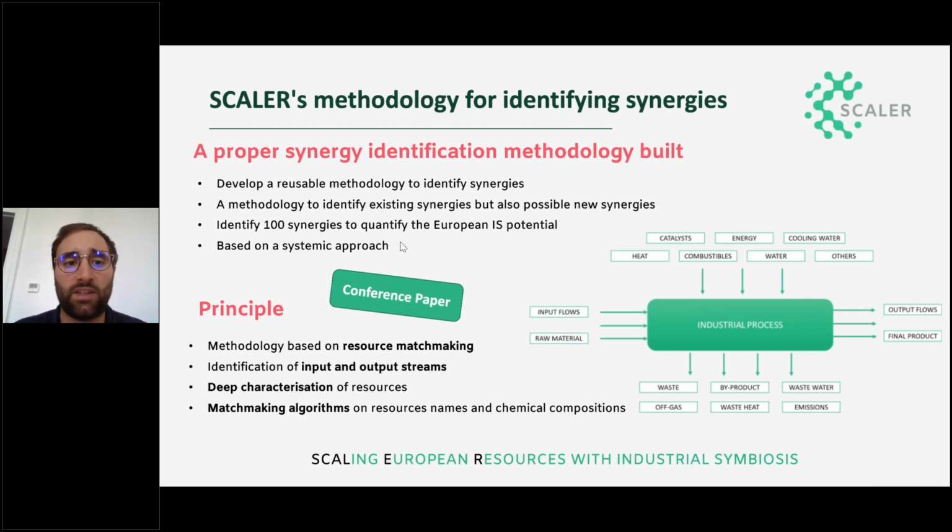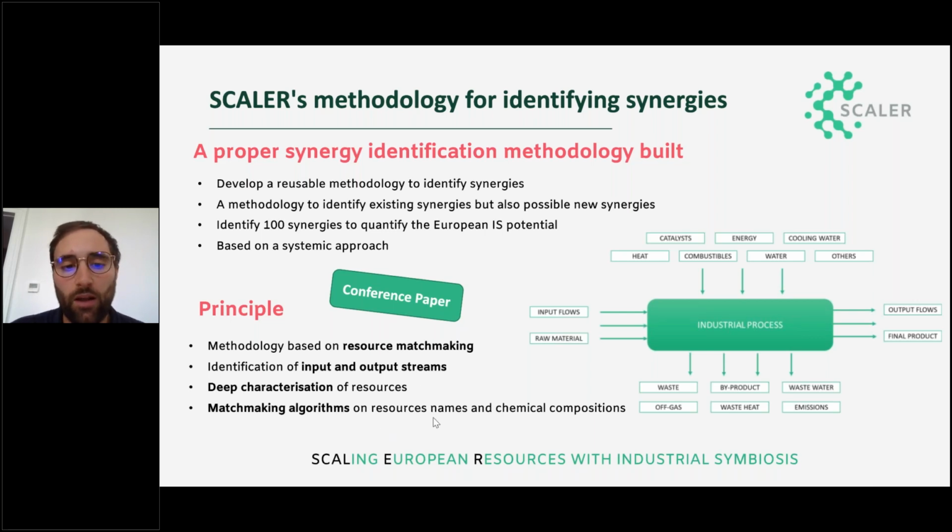This methodology is based on a systemic approach, so we consider a process like a productive system, and you have all input flows that are defined as input of the system, and output flows, emissions, waste that are considered as the output of the system. The methodology is based on resource matchmaking. Once all input and output streams of an industrial process are identified, we deeply characterize the resource, the composition, and also the properties of the resource.